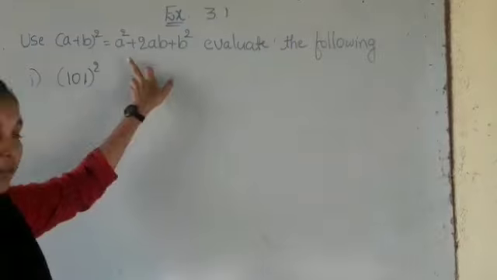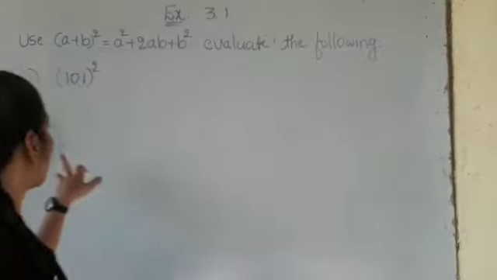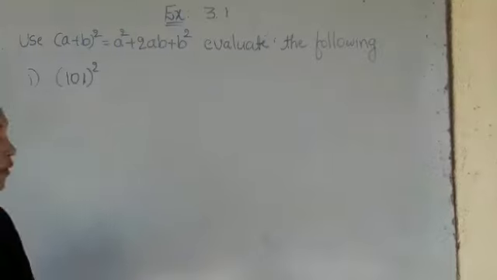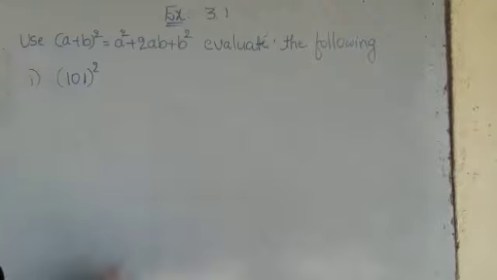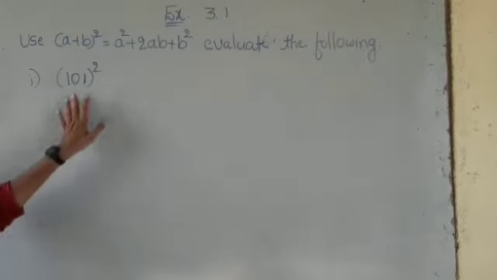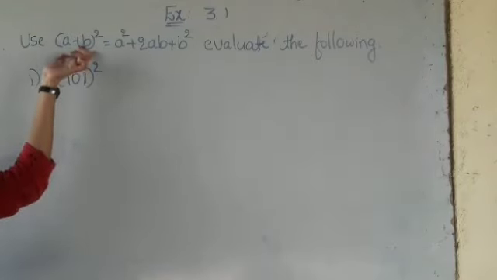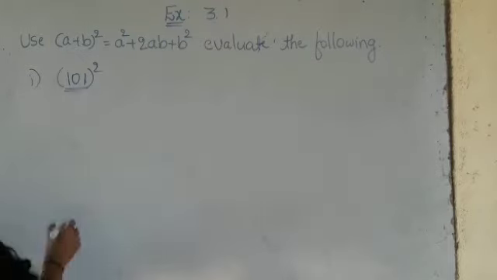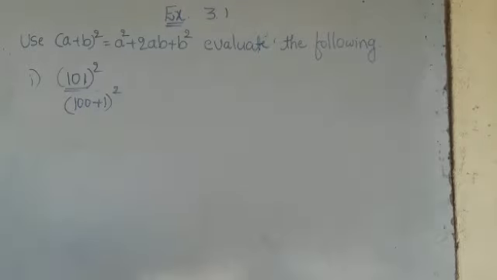(a plus b) whole square is equal to a square plus 2ab plus b square. Evaluate the following. In that, the first one is 101 square. Using this identity, before using it we have to write the given number in terms of (a plus b) whole square. Here the number is 101, so we can split it and write it as (100 plus 1) whole square.